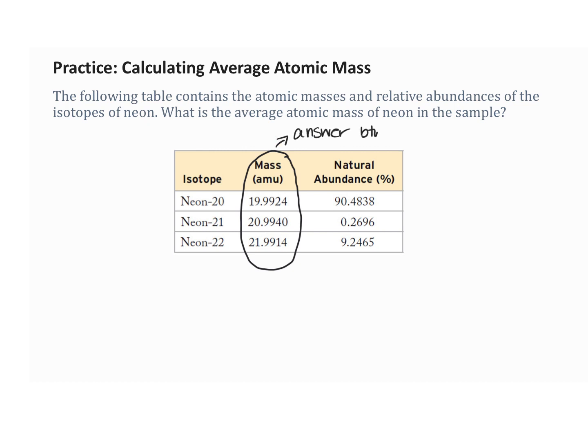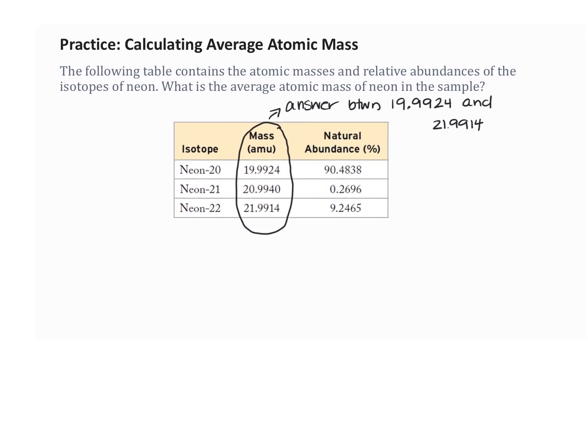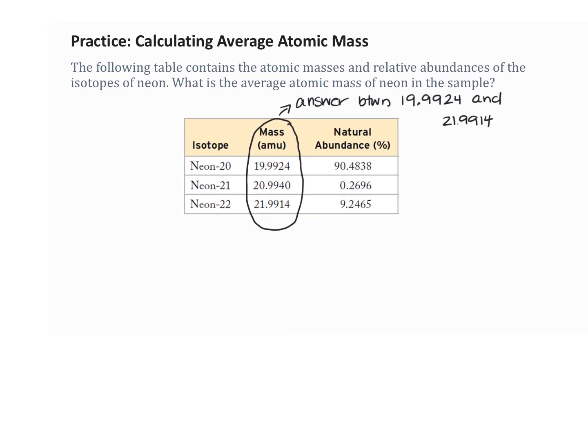I know my answer has to be between the smallest number there, 19.9924, and 21.9914. So it has to be between both of those before I even start this problem. Okay. So let's follow the same steps that we did on the previous problem.